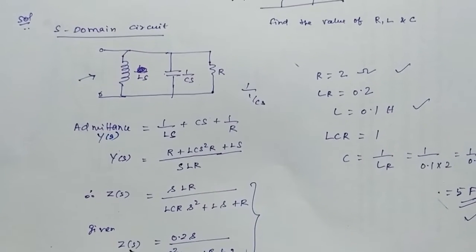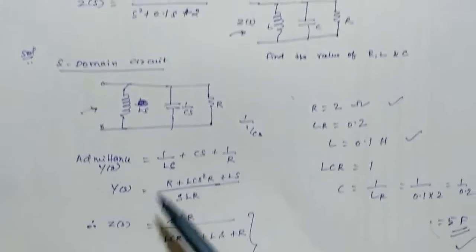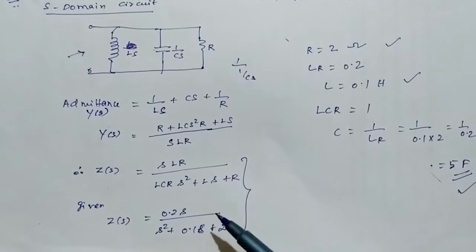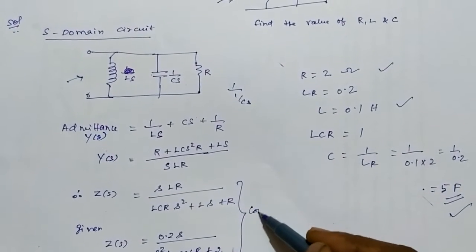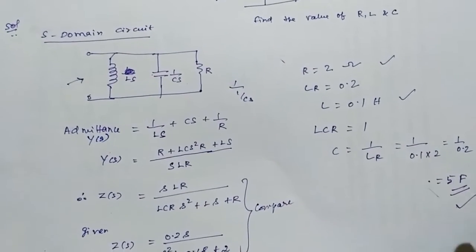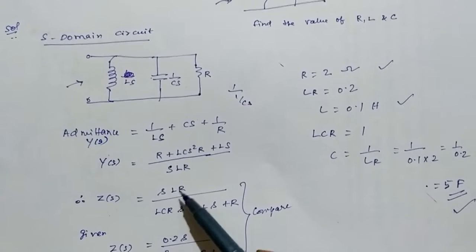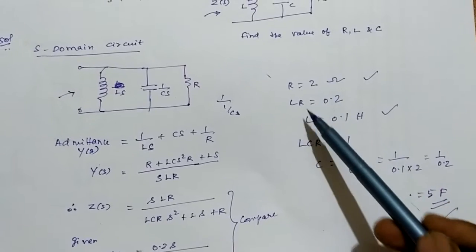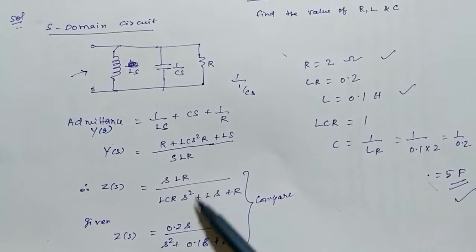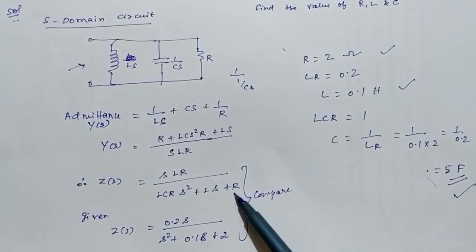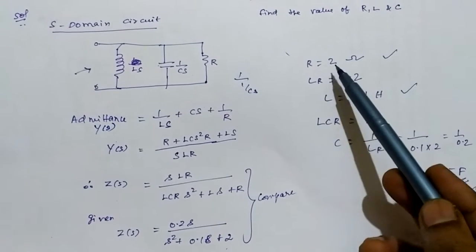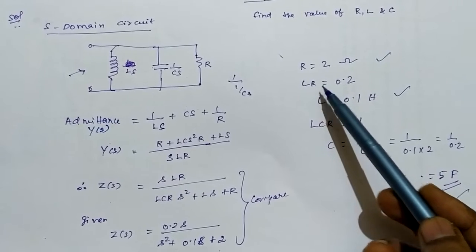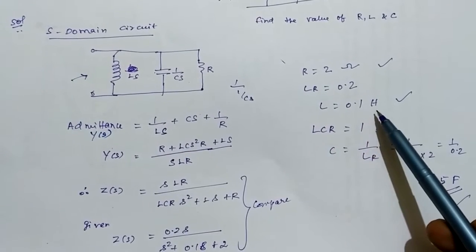Now the given impedance is Z of S equal to 0.2 S over something, like this. When you compare both, in the numerator we have L into R equal to 0.2. In the denominator we have a single constant, R equal to 2. So substitute the R value of 2: the inductance value is 0.1 Henry.